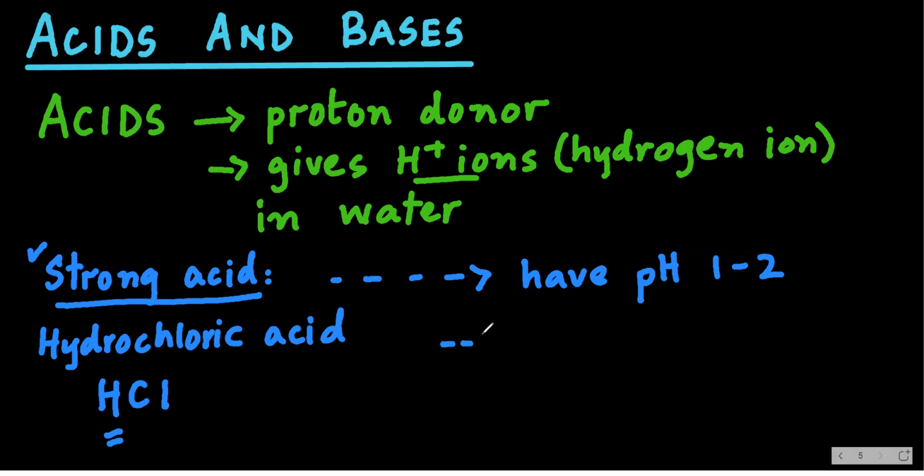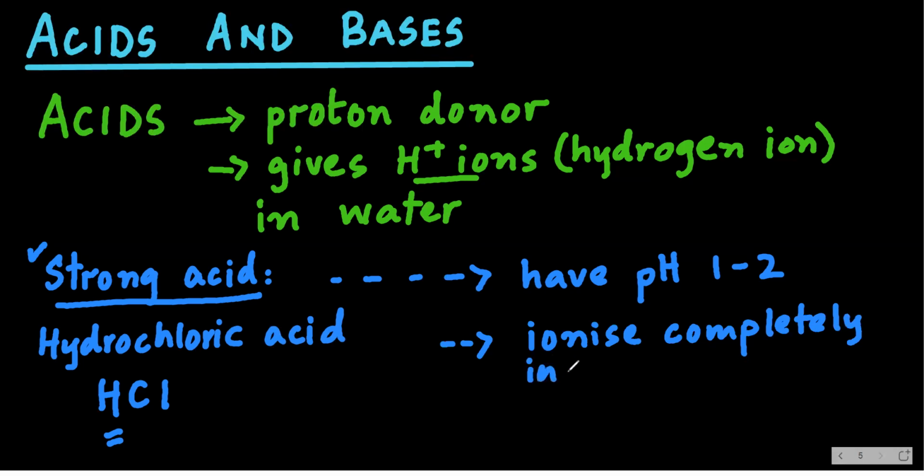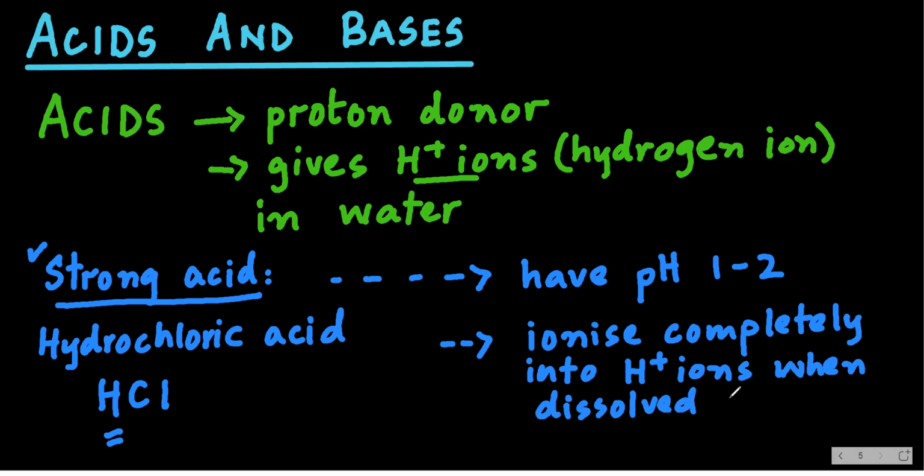What does strong mean? That it completely ionizes. Ionize or dissociate means break down completely into H plus ions when dissolved in water. HCl is one of the examples of strong acids.